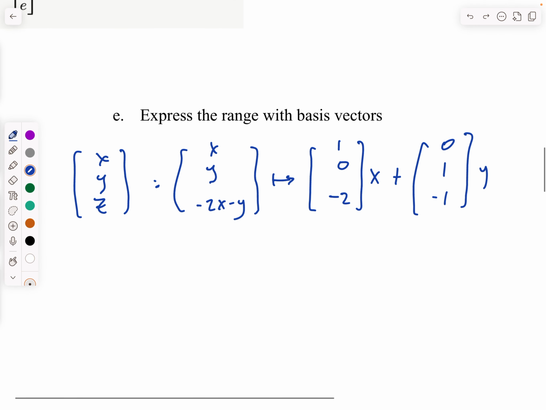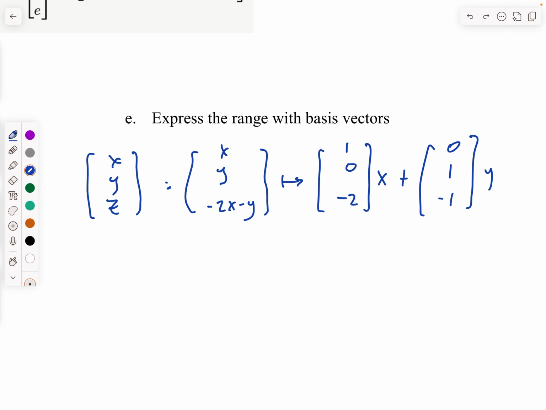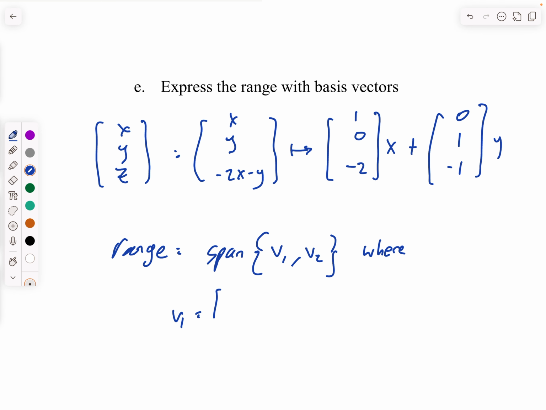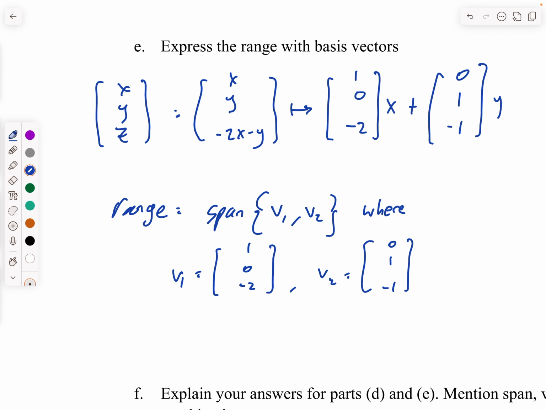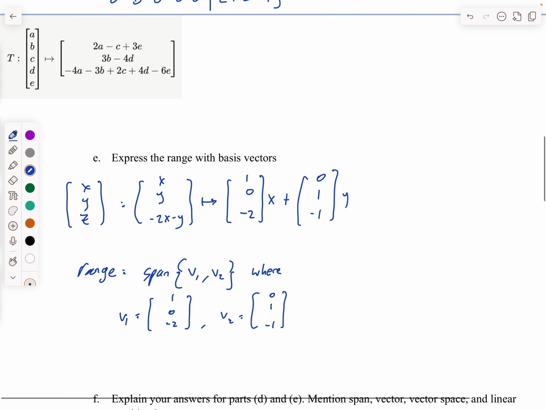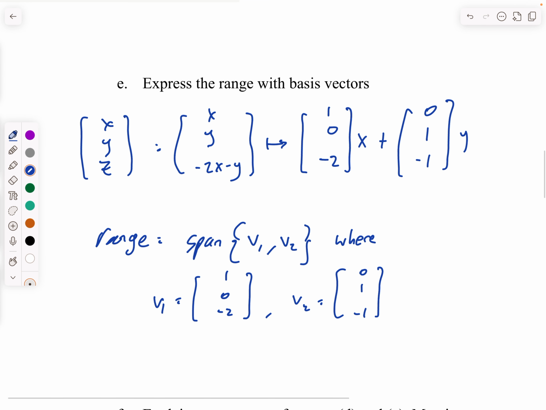elegant way to look at this is to consider the range as the span of vector 1 and vector 2, where vector 1 is 1, 0, -2, and vector 2 is 0, 1, and -1. And again, this confirms what we saw previously, that the range has 2 dimensions, because we've got 2 variables here.